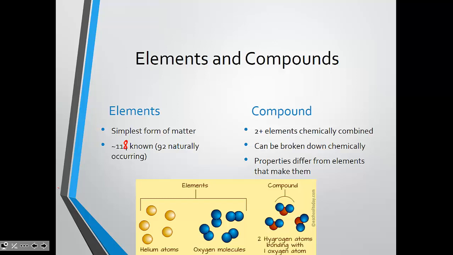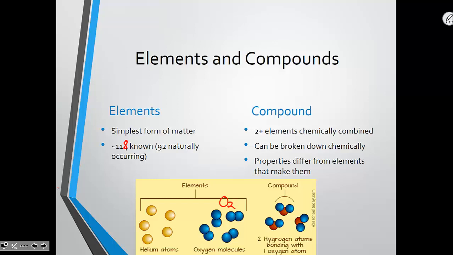Elements come together to form molecules or compounds. So molecules are when you have two or more atoms that have come together. Here we have oxygen atoms that have formed molecules. They are still considered elemental oxygen because the only atom present is oxygen. Compounds are when you have two or more elements present.